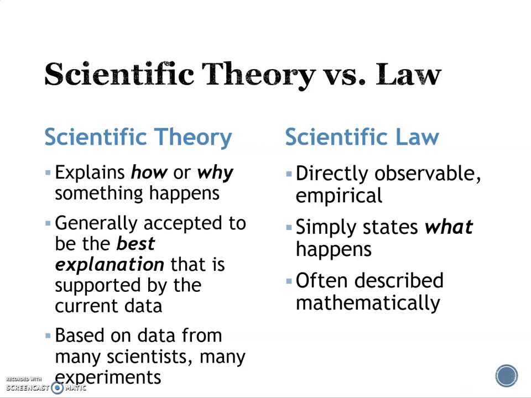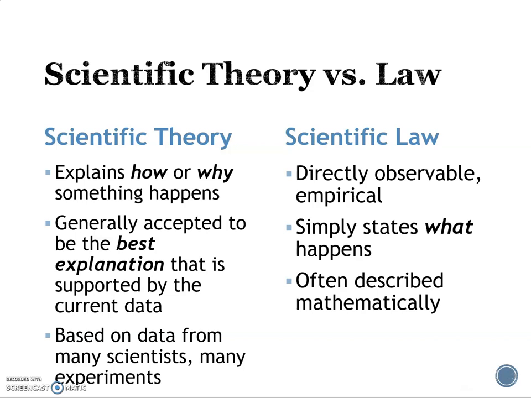A scientific law is a little bit different. A scientific law is something that is directly observable. We call that empirical. And it is simply going to state what happens. It is the statement of an observation that is held to be universally true. So a lot of times we can actually describe laws mathematically because it's just a relationship between two things.